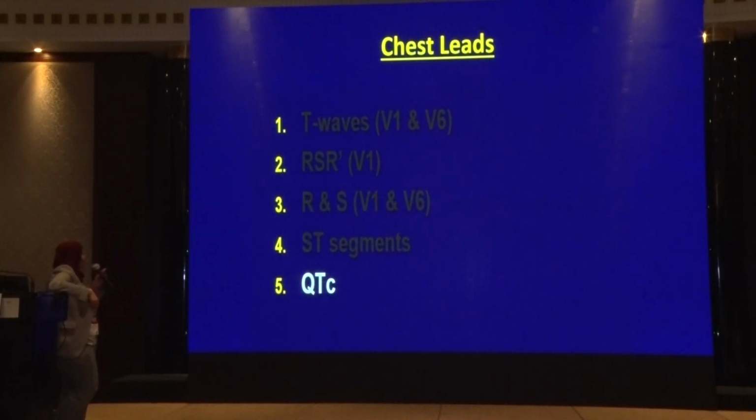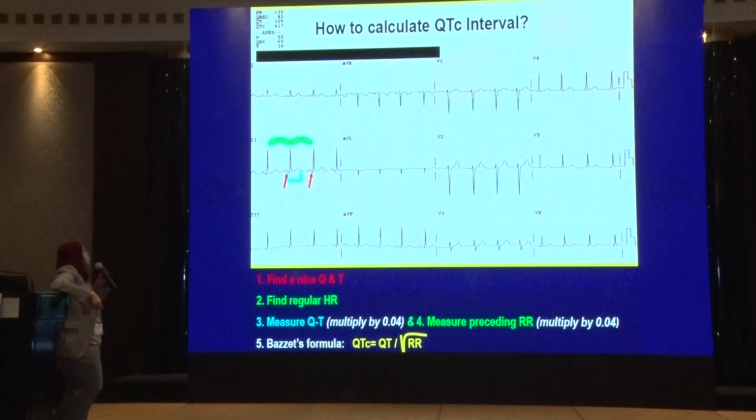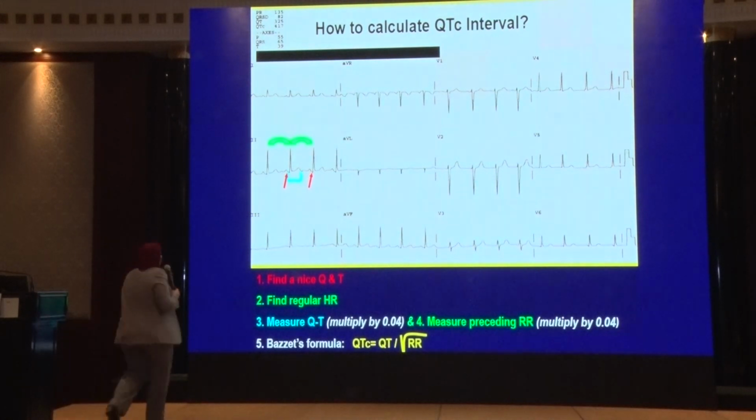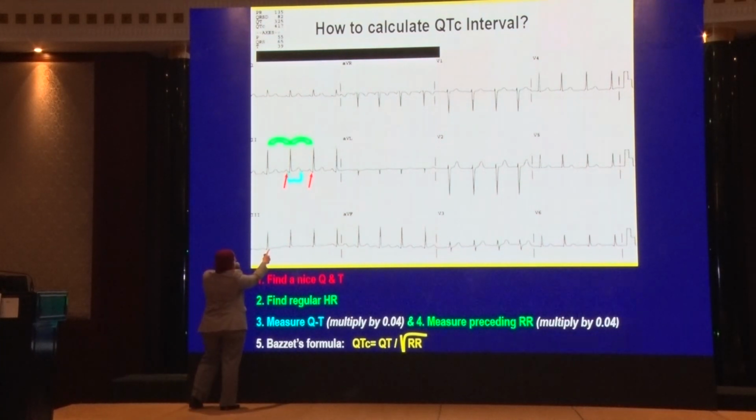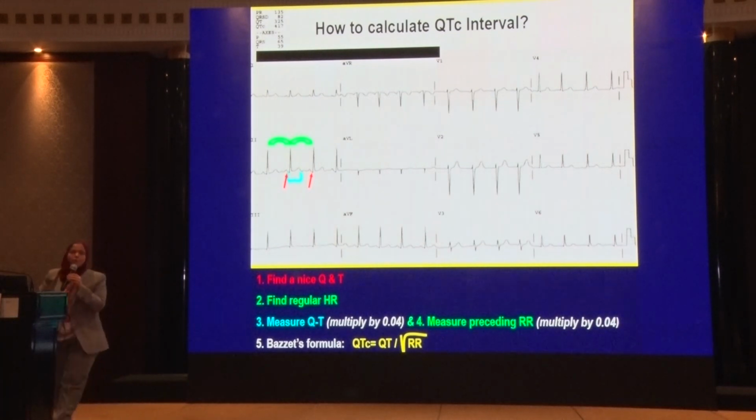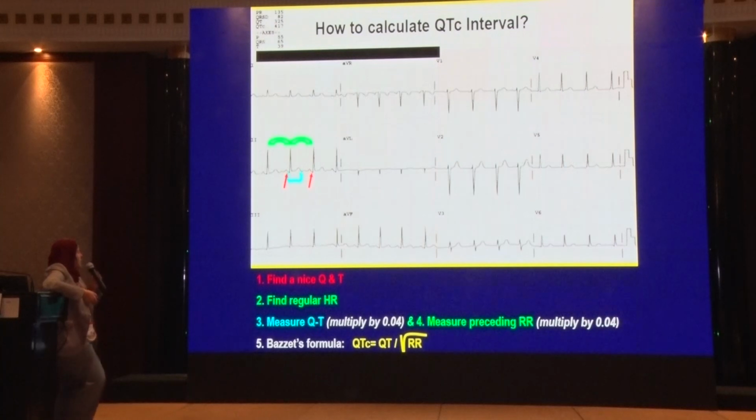Then we will go to the big problem, which is the corrected QT. As we said before, the timing from the start of the Q to the end of the T, this is what we call the QT interval. This interval represents the heart relaxing again, going to repolarization. If the QT is prolonged, we have a very serious disease called prolonged QT interval.